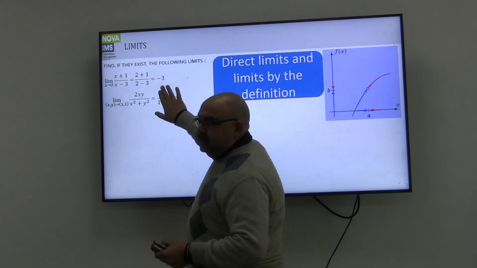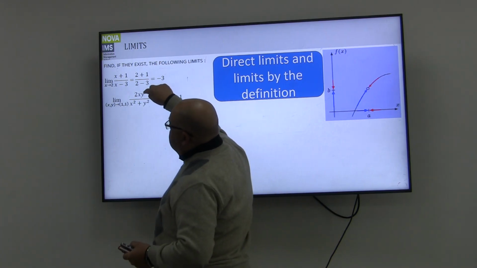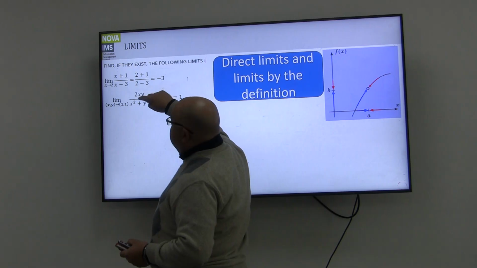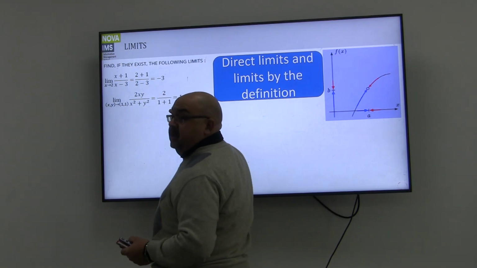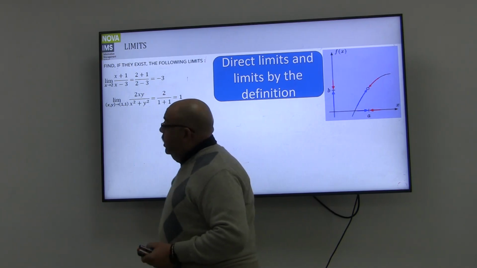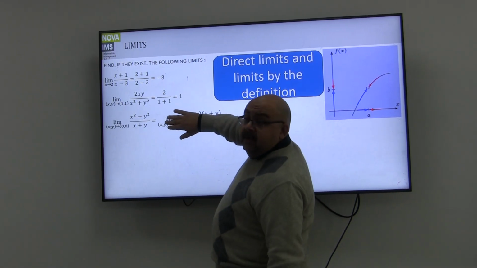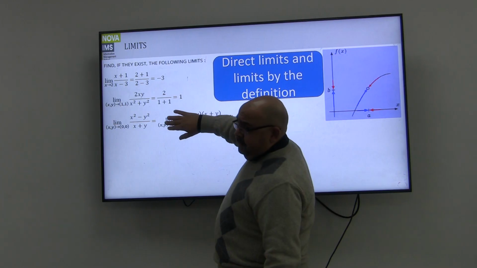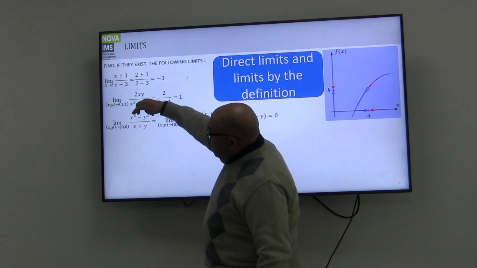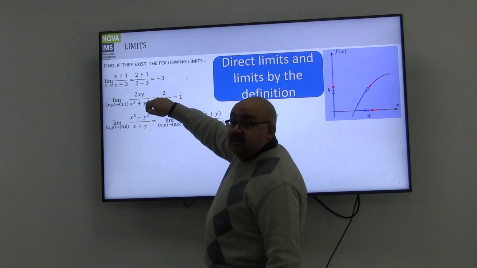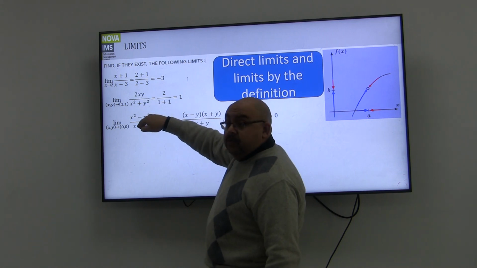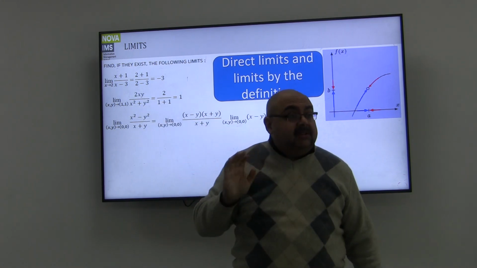Make the substitution. It gives 2 times 1 times 1 divided by 1 squared plus 1 squared, which is equal to 1. And that's also a direct substitution. If I went through this problem, I will discover the following: replacing x by 0 and y by 0, you will have 0 over 0, which is an undefined quantity.